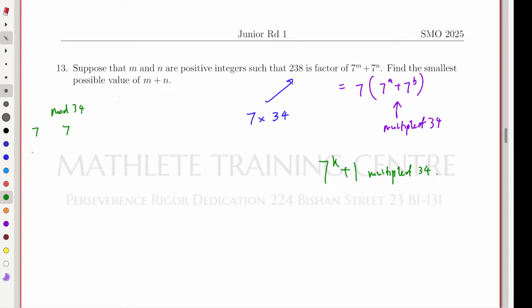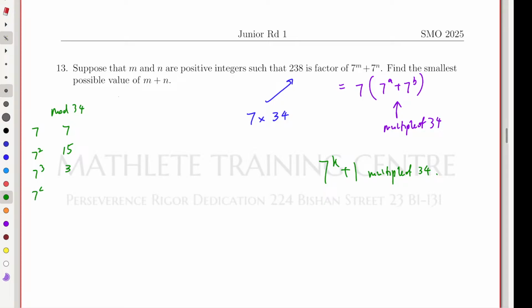7 is just going to be 7. 7 squared is 49. Mod 34 is equal to 15. Right. 7 cubed involves taking that 15, multiplying by 7 one more time. That's 105. And 105 mod 34 is actually equal to 3. Because 34 times 3 is 102. So we have 105 minus 102, which gives you 3.